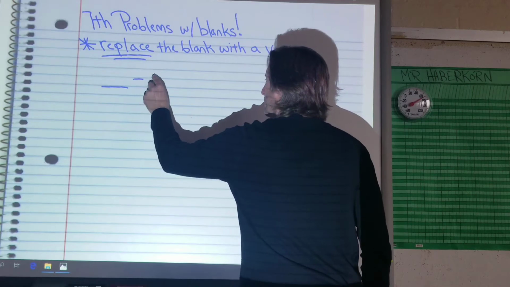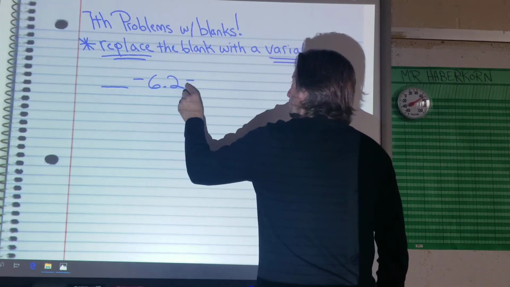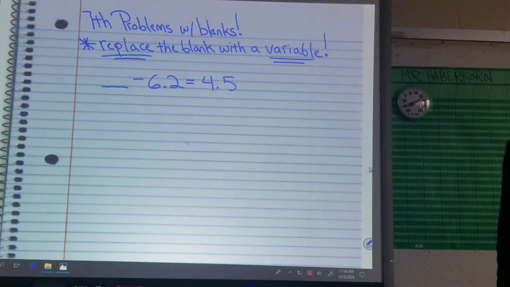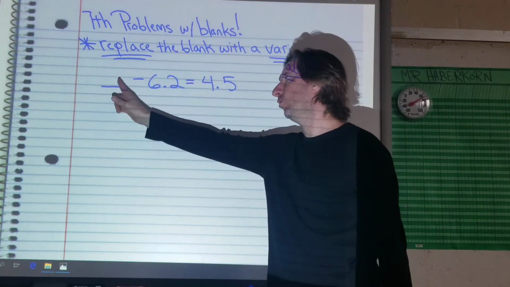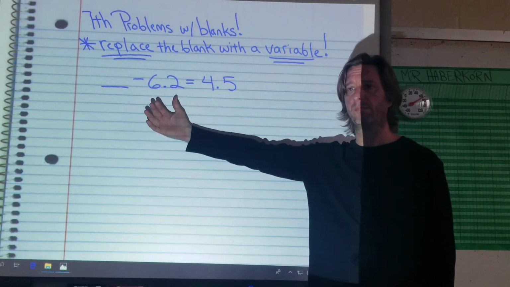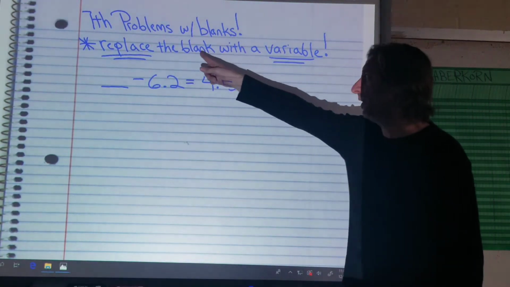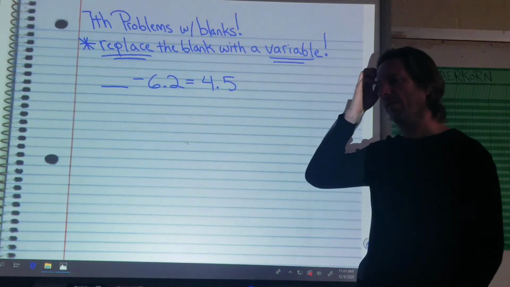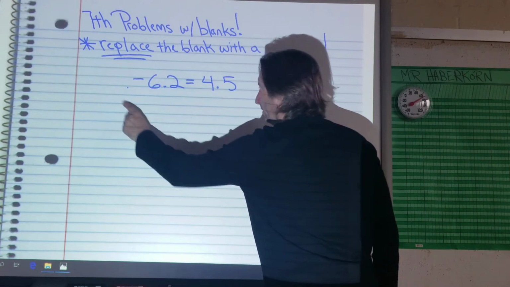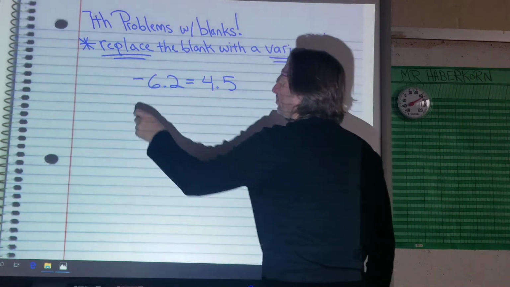All right, so blank minus 6.2 equals 4.5. They give us some weird problems like this on the state test. What I want us to think about is these blanks here. When they put a blank in, it's kind of hard to figure out, so what I'm going to do is change the blank into a variable, because that's all it is. Really simple, I'm going to get rid of the blank, and we're going to put a letter there.